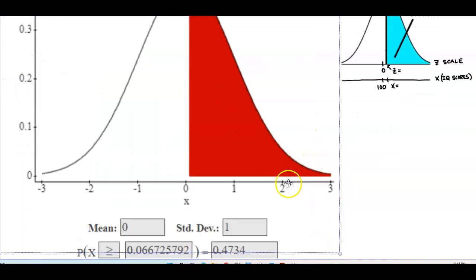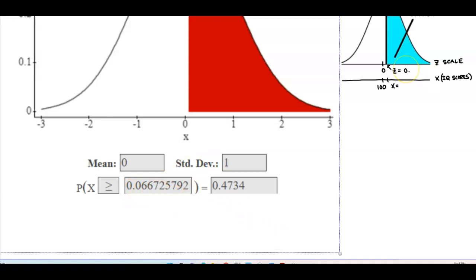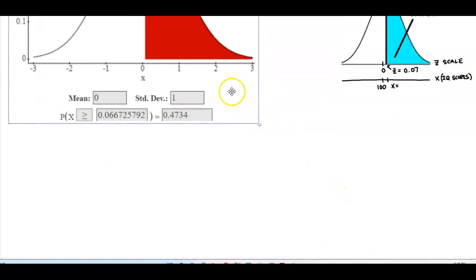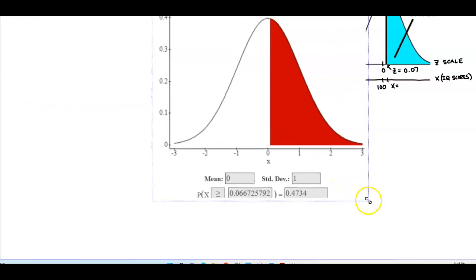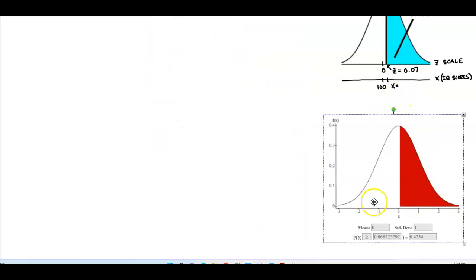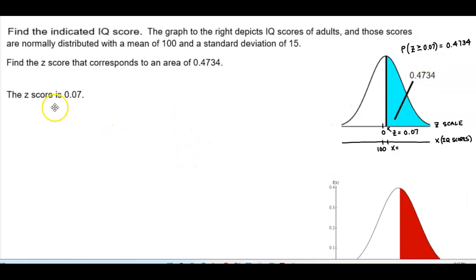Okay, so you can see that the z-score that we get, if we round it to 2 decimal places, is 0.07. So that's 0.07 that we get for the z-score. Now we're going to use that z-score to figure out the value for x that we need to find. So again, z greater than 0.07 gives us that area. So now we know the z-score is 0.07.